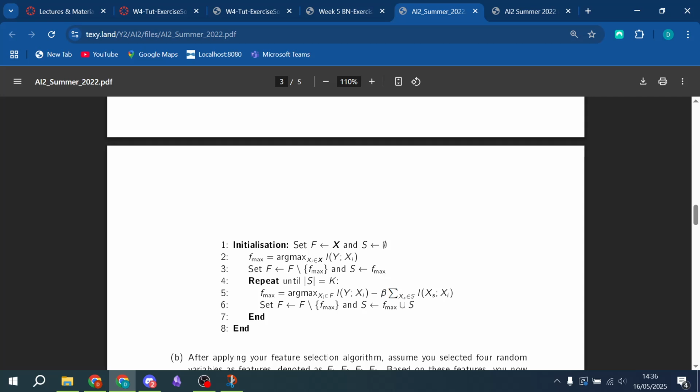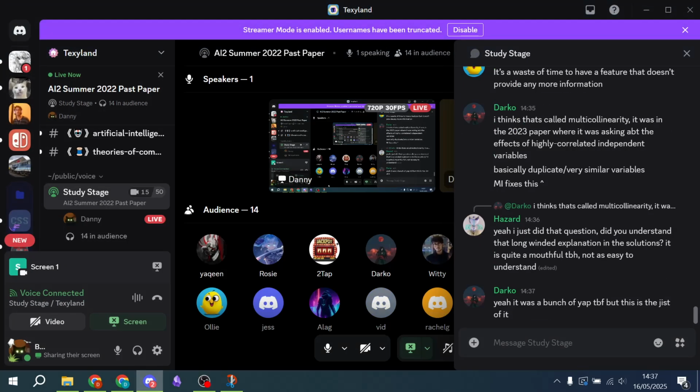And then this bit just says set F to be itself but without F max, because we just chose that, and this is the set of ones we haven't chosen yet. And then set the set of features we have chosen to be itself plus F max, because we've now chosen it. Does that make sense?